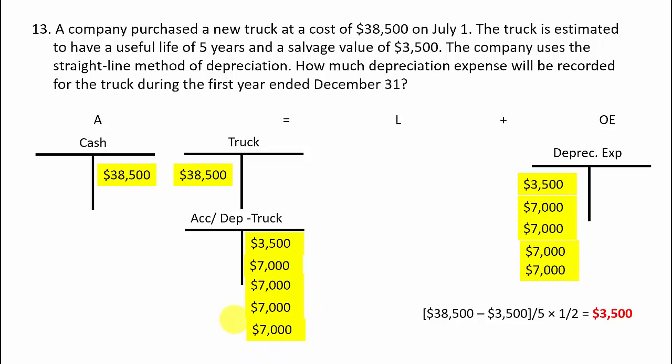And now we've got, let's see, 4 full years, one half a year. And now we've got to record the final $3,500 for the last part of the 5th year. And notice the total amount of depreciation we're taking here is not 38.5, but 38.5 minus 3,500. So that's what I wanted to show you here as we go through this.